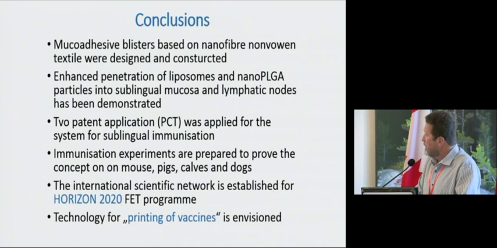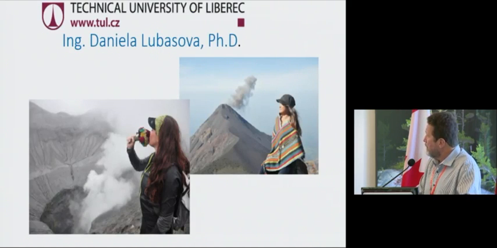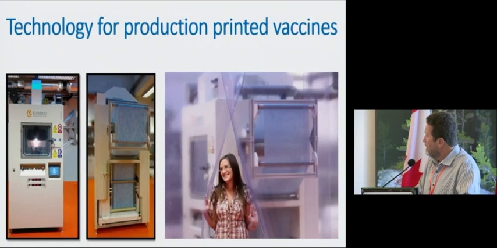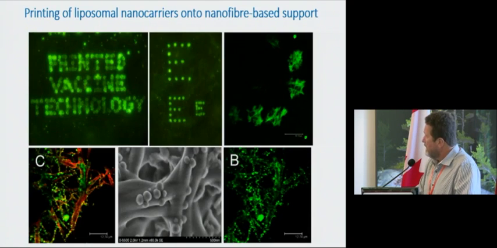And conclusion, this is a pathway to technology we are now calling printed vaccine. And the technology is developed in collaboration with Daniela Lubasová. This is an instrument for preparing industrial textile, and here is the first attempt to print antigen on the nanofibers. So you can see that we can print precisely different types of liposomes with different antigens. So multi-vaccine development is feasible.